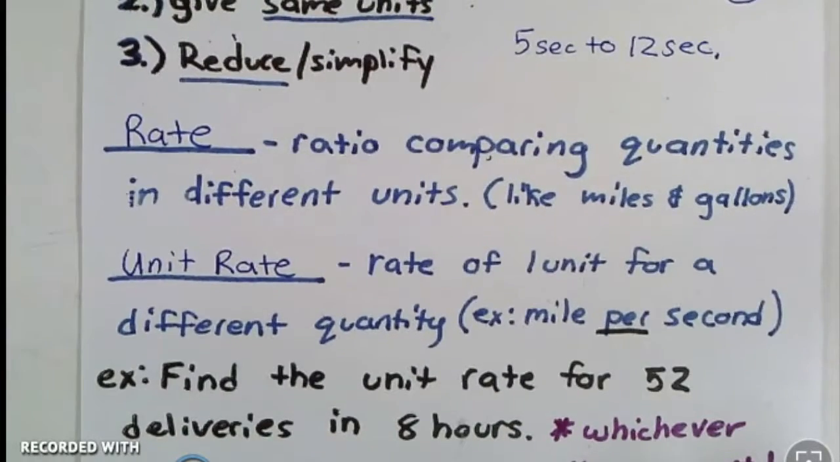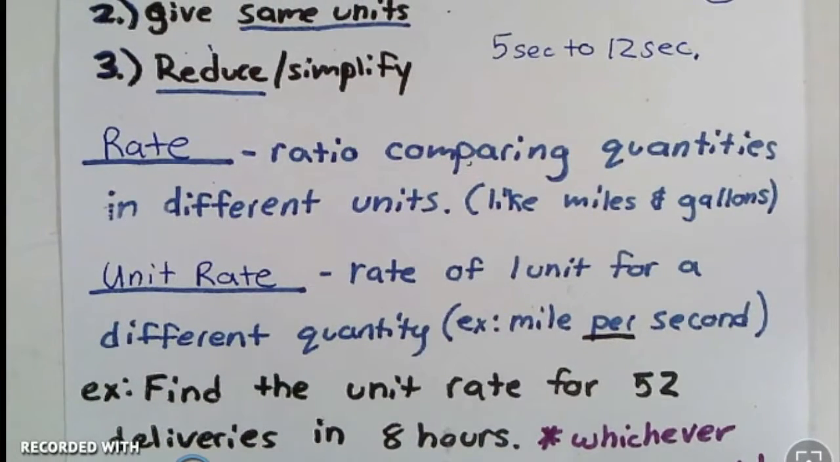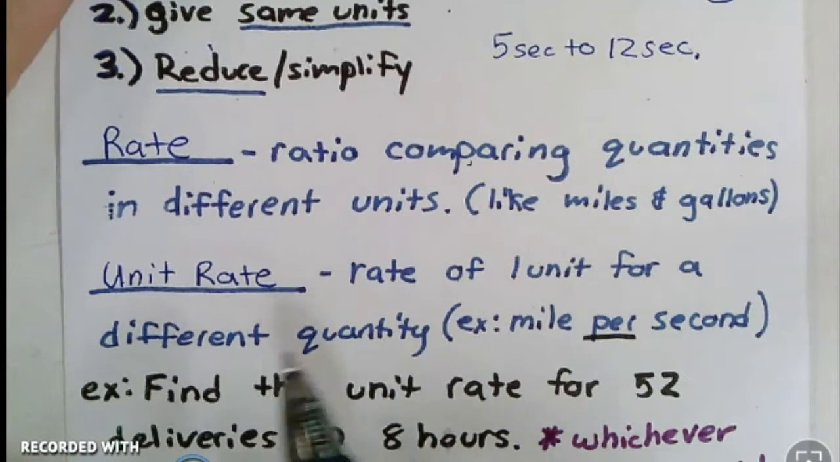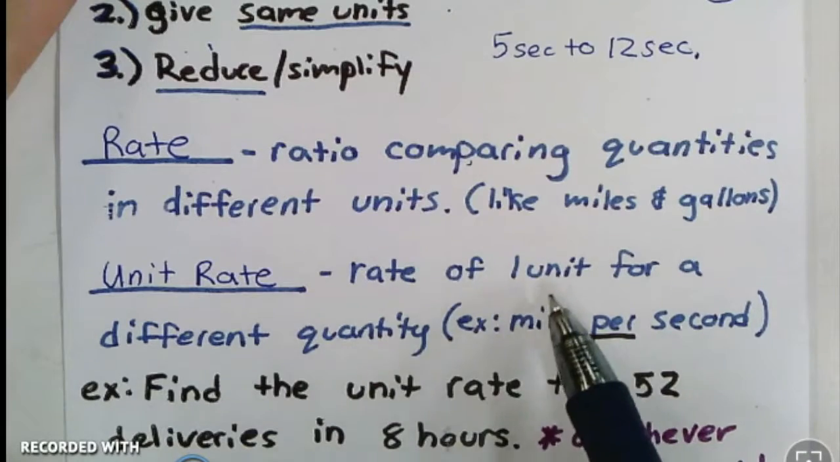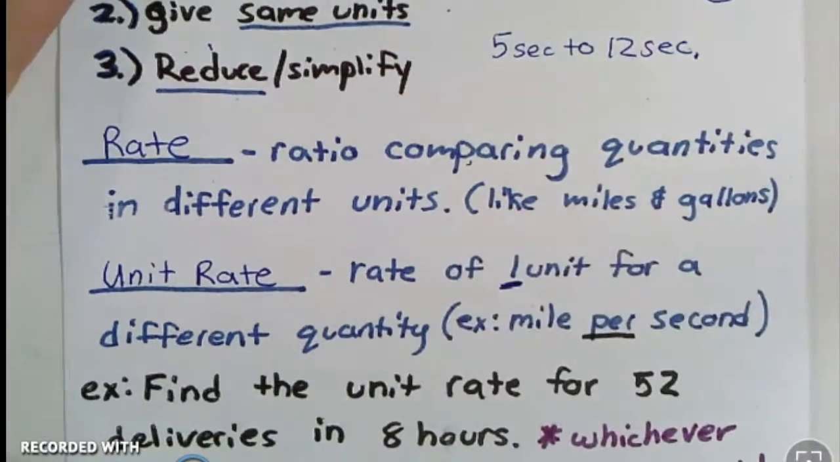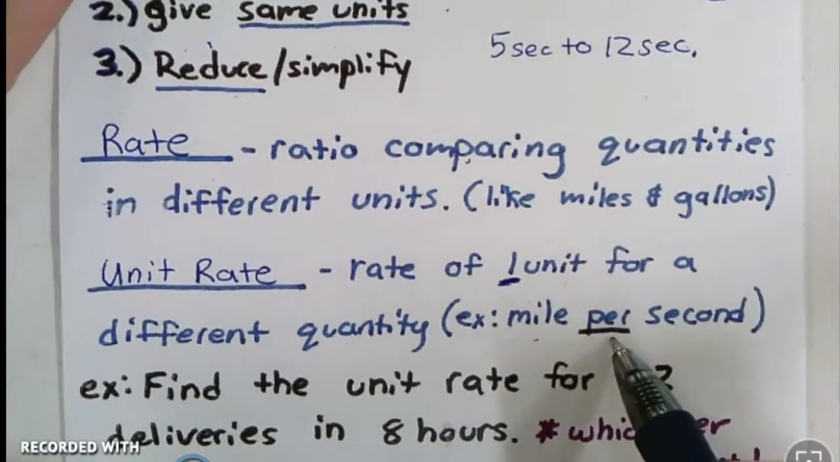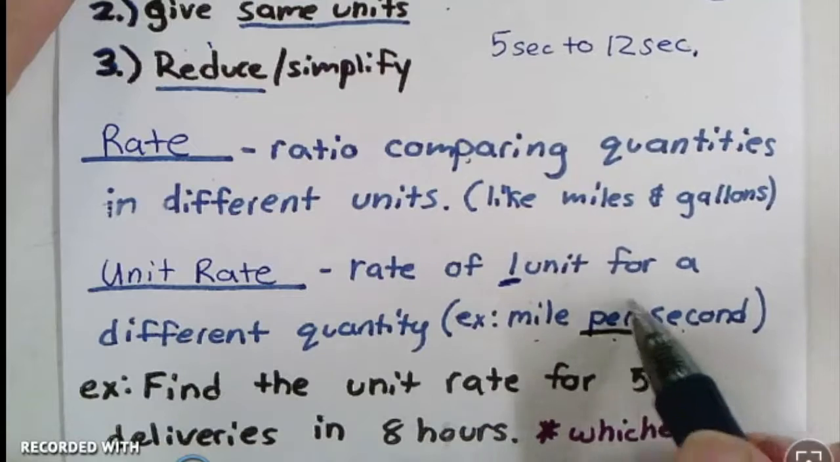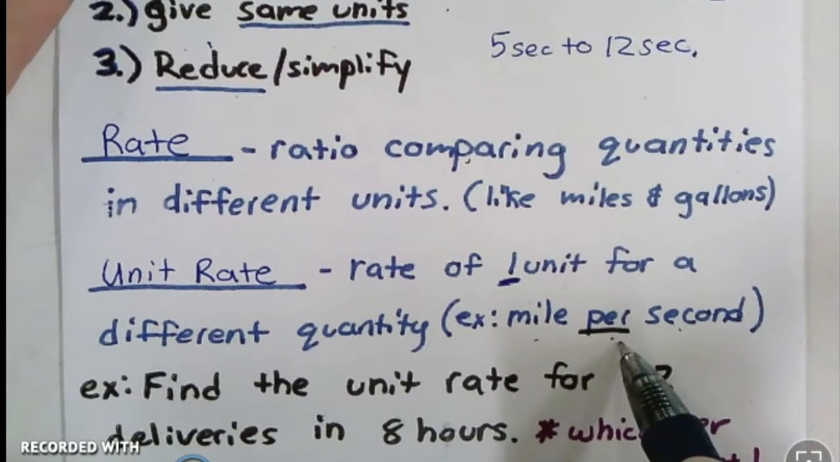All right, a rate is a ratio comparing quantities that are in different units. An example would be like miles and gallons or miles and hours. Anytime we're comparing two things of different quantities, we call it a rate. A unit rate is the rate of one unit, one right here, for every different quantity. So an example would be miles per second. Whenever you have this per here, you know you're talking about unit rates.